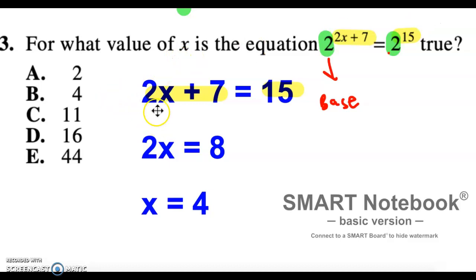So when you do that, you get 2x plus 7 is equal to 15. You'll subtract 7 from both sides, which gives you 2x equals 8, and then divide both sides by 2 to get that x equals 4.